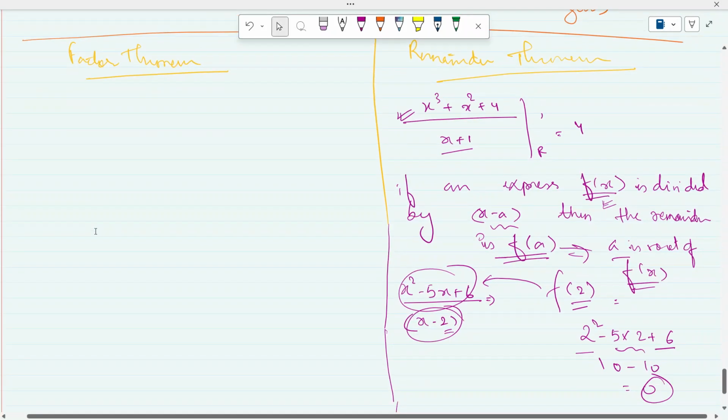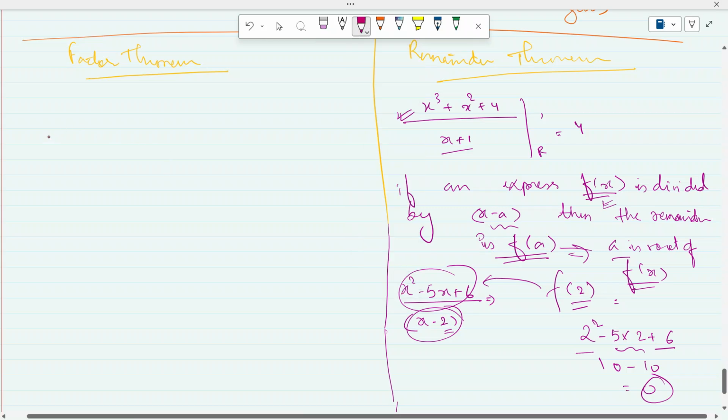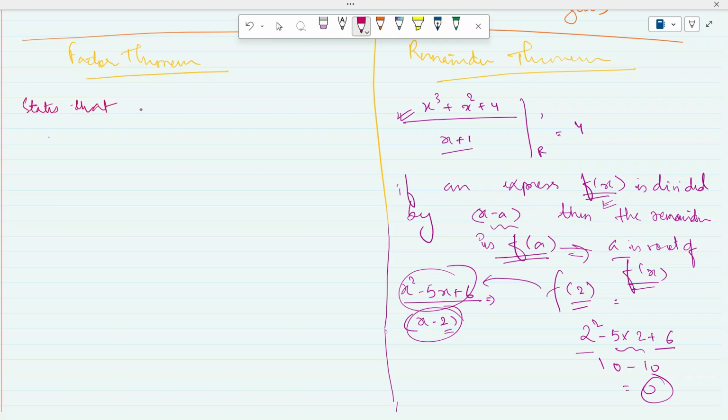Then there is something also known as the factor theorem. So what is the factor theorem? The factor theorem states that x minus a is a factor of f of x if and only if f of a is 0. Okay. So we already saw this example, and here we have an expression. If we divide it by x minus 2, we get remainder as 0.